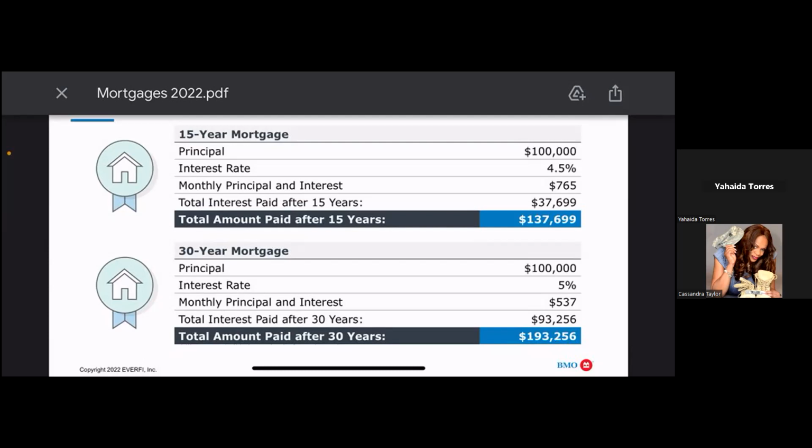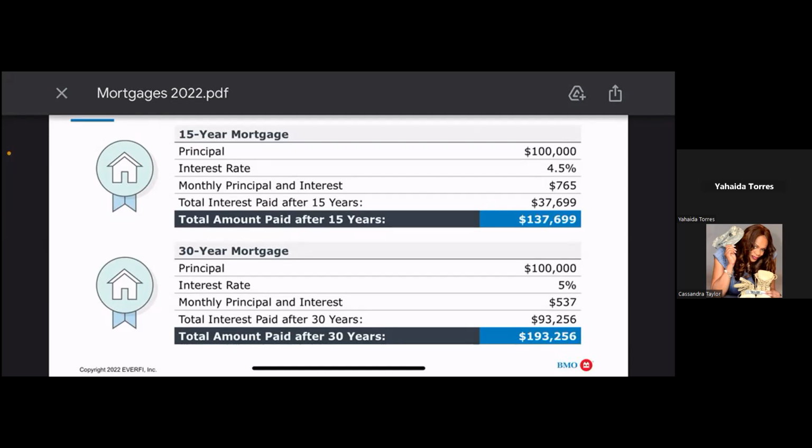So for mortgage purposes, the word term refers to the number of years you're borrowing the money. So if you look on the slide, a 15-year mortgage just means that you're paying the loan for the next 15 years. In general, the shorter the term of a fixed rate mortgage, the higher your monthly payment's going to be because you're repaying the loan quicker.